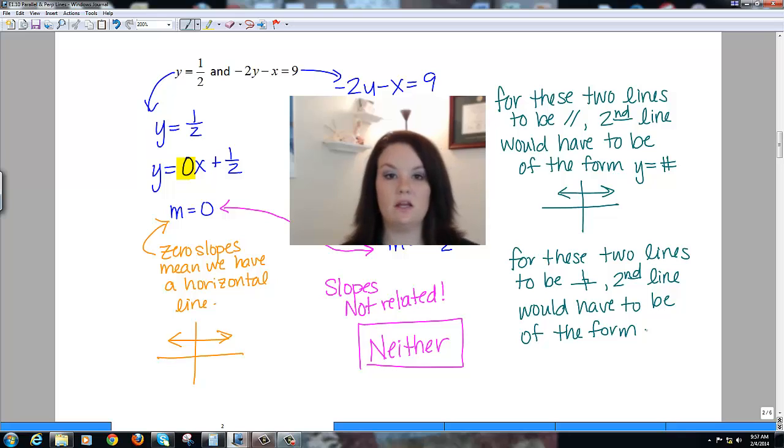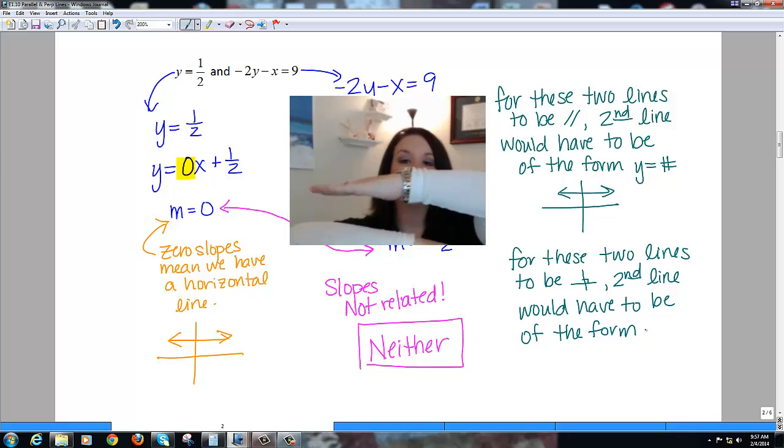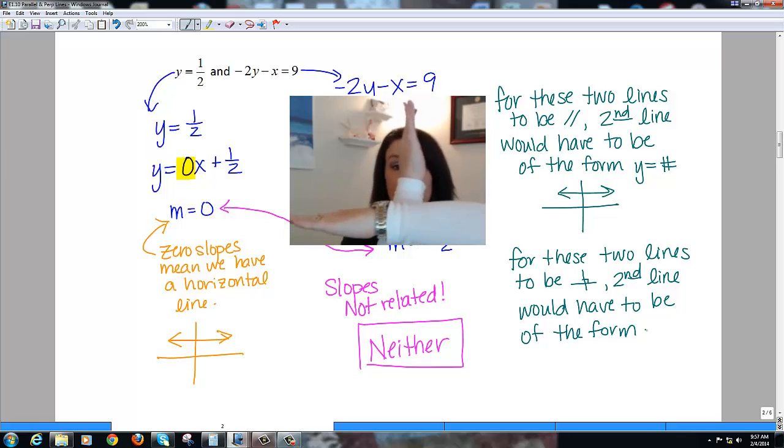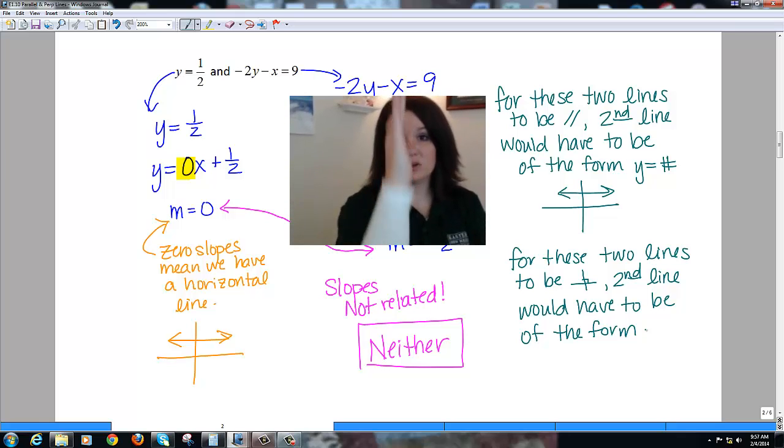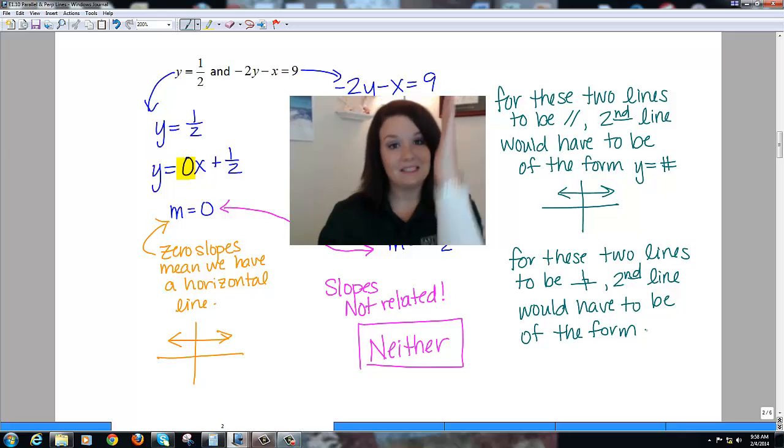Okay, let's think about it. If parallel means they go like this and they never cross, and they're both going through y values, for it to be a perpendicular line, it would have to be going like this, right? So if it needs to go like this, this would have to be a vertical line. In order to get a vertical line, equations of straight up vertical lines go through x values.